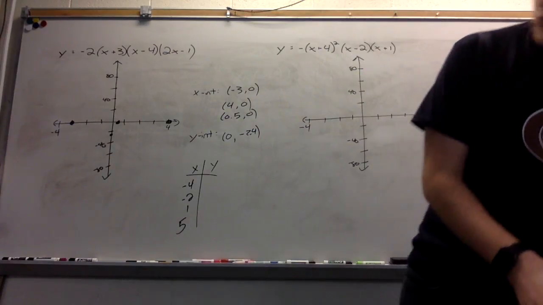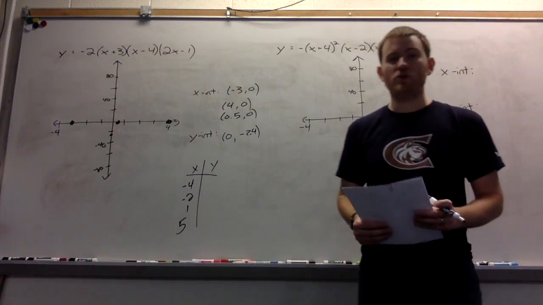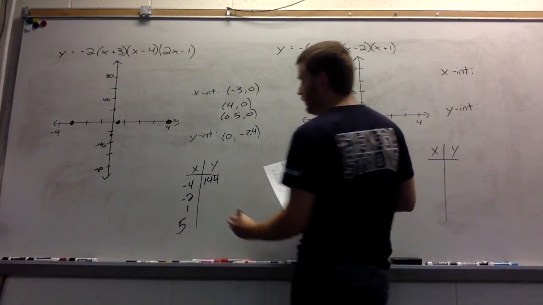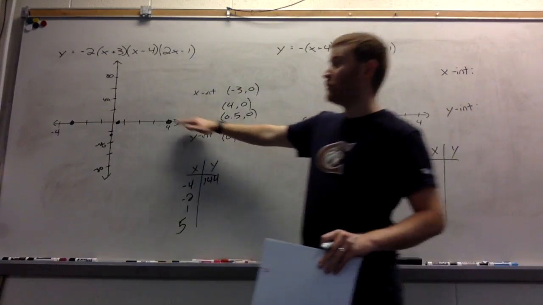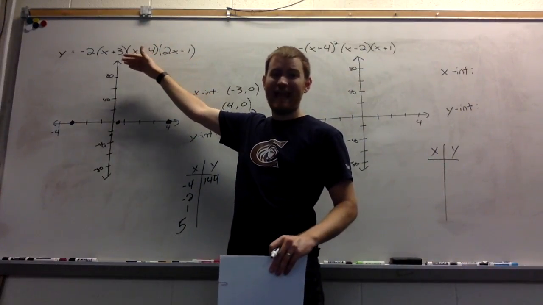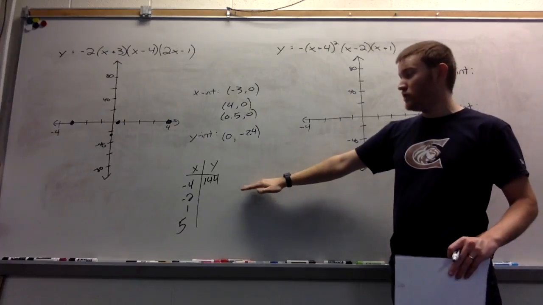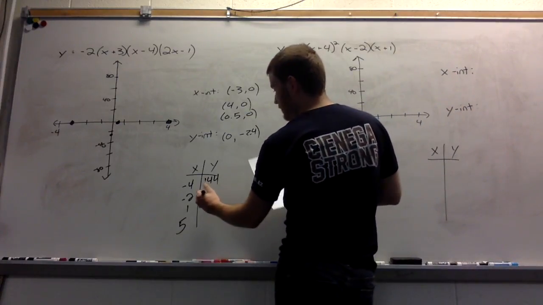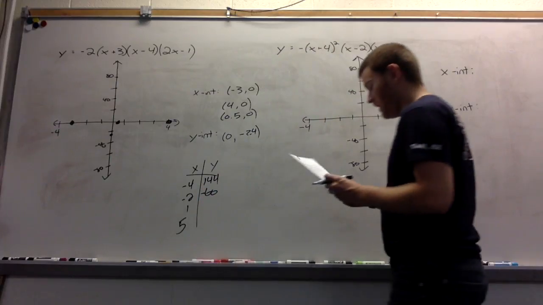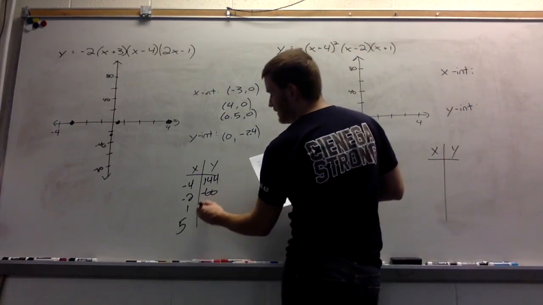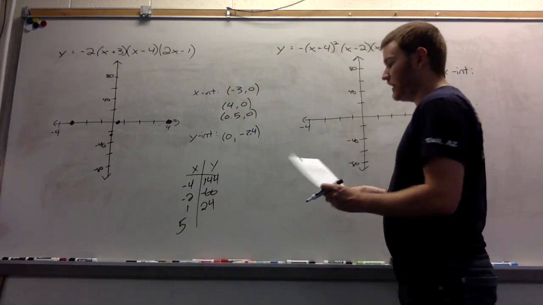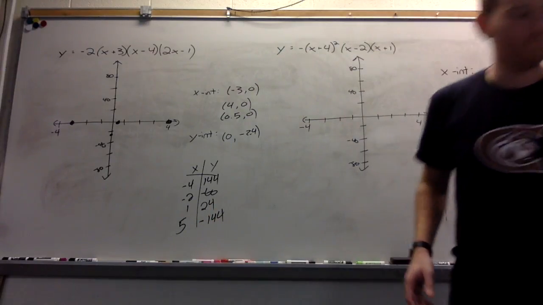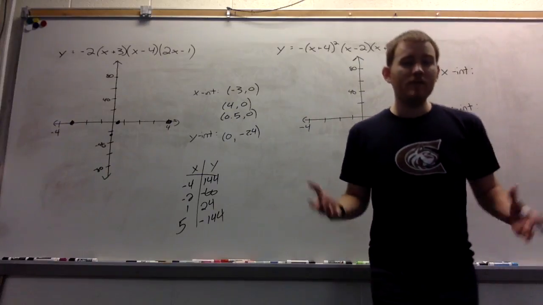So my four answers for these are going to end up being, if I plug in -4, I get 144. That's why we want to make our graph go up past just 10, because we already have some huge numbers showing up here. If I plug in -2, I get the answer of -60. If I plug in 1, I get +24. If I plug in 5, I get -144. Now these are some big numbers.